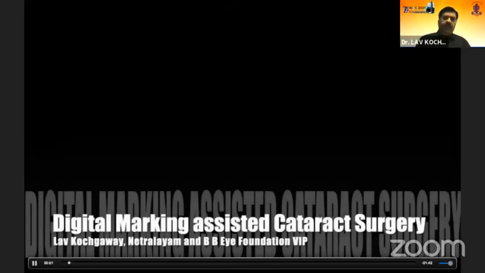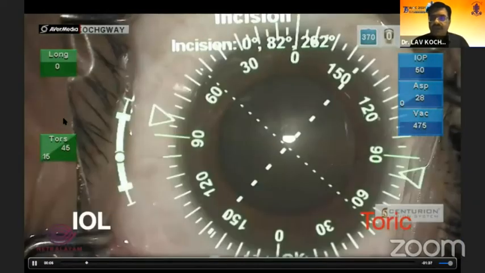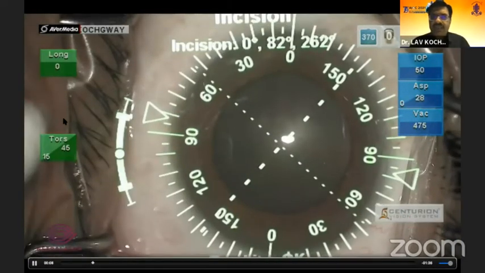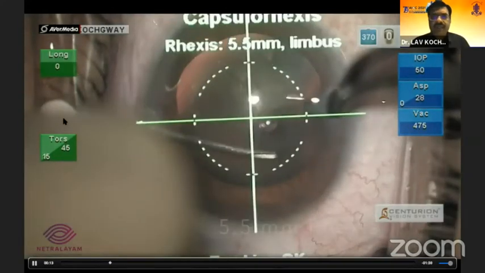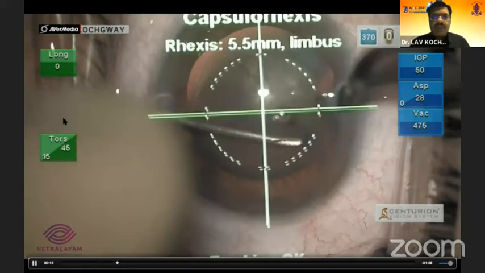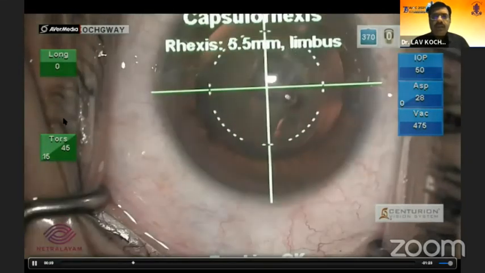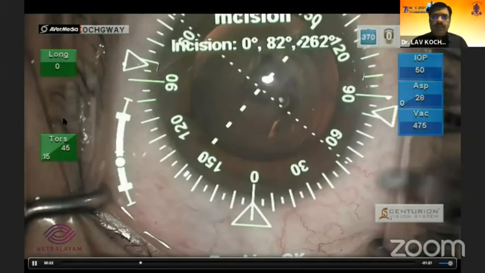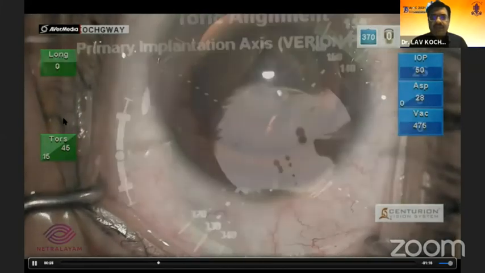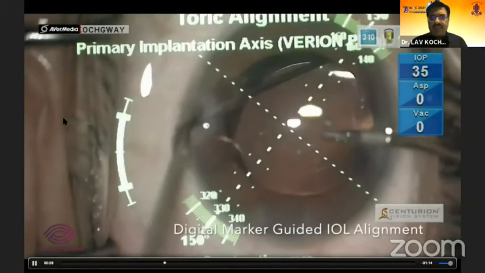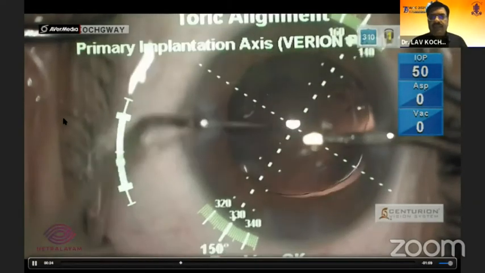Now, I'll show just 2 short videos of how we see in the microscope. What you see here is all the side ports. Main port has been identified. The capsular axis of 5.5 millimeter is done. The main port incision mark corresponds with the digital marker. And once the IOL is implanted, the accurate alignment using the digital marker.